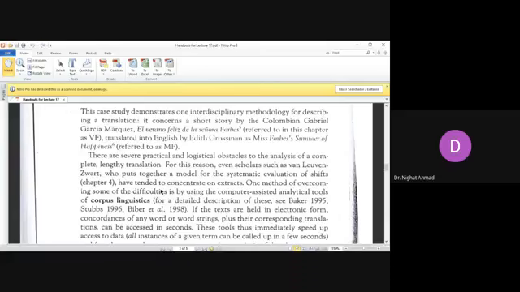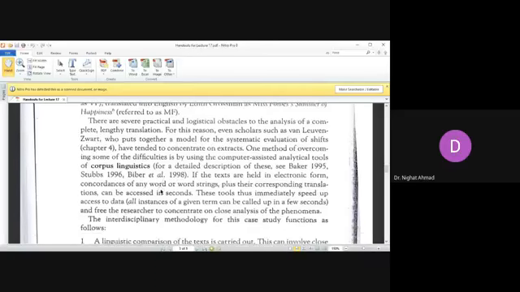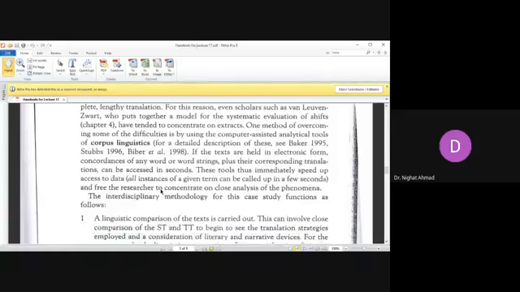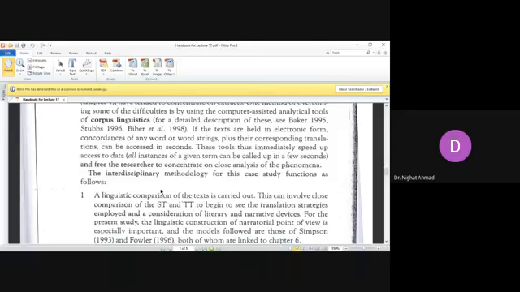So it explains that if the text is already in electronic form, and you're looking for any concordance, similarity of word or word string, you will be able to access it. It's not in minutes or hours, it is within seconds. So these tools immediately speed up access to data, all instances given in a few seconds, and free the researcher to concentrate on close analysis. You will be conveniently given the required word string and its translation, and you can just move on to the close analysis of the phenomenon. So this is, in a way, the interdisciplinary methodology.